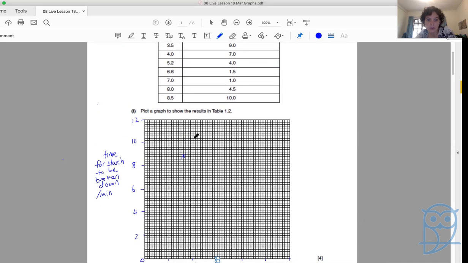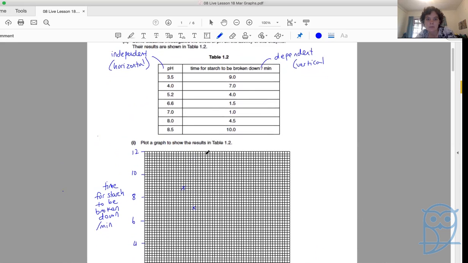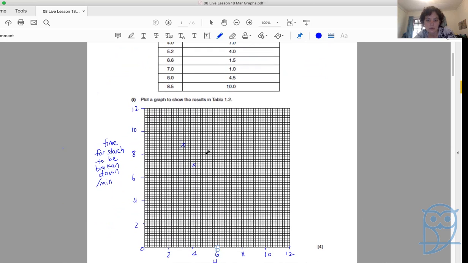At pH of 4, we have 7. So 4, then we're halfway between 6 and 8. pH of 5.2, so a little bit after 5, we have a rate of 4. Then pH of 7, obviously I can't count. 5.2 is before 6. 5.2 was 4. pH of 7, we have a rate of 1, so we're dropping right down.